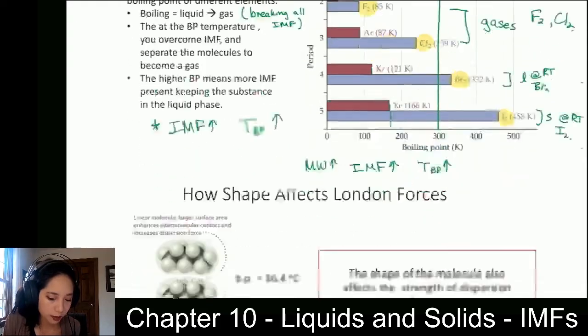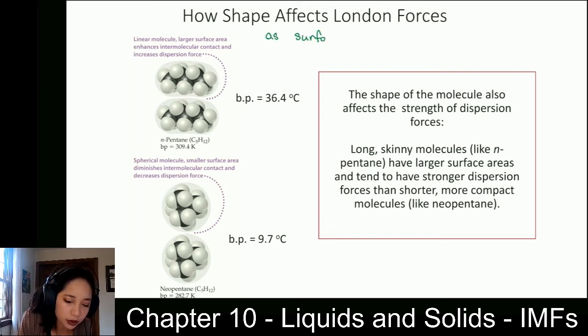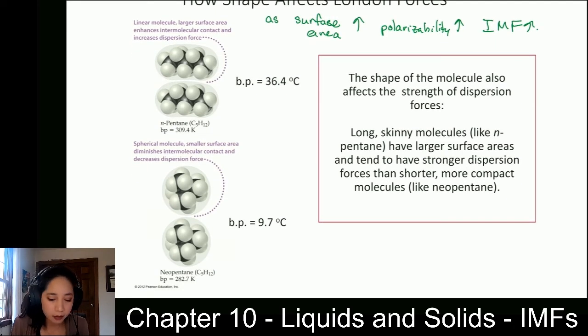Okay, so how does shape affect London dispersion forces? Essentially, how does shape affect polarizability? What we were saying is that as surface area increases, polarizability increases, therefore London dispersion forces increase. So as the surface area of a molecule increases, the polarizability of the molecule increases, meaning it's easier to distort those electron clouds. Therefore, intermolecular forces increase. What you see here are two different isomers of the same molecule.